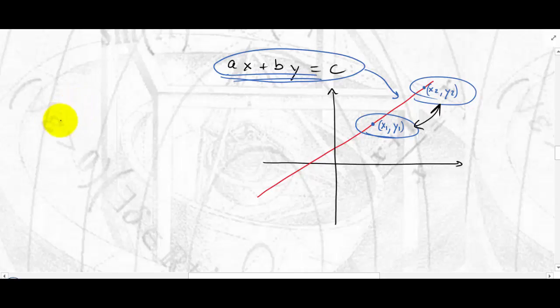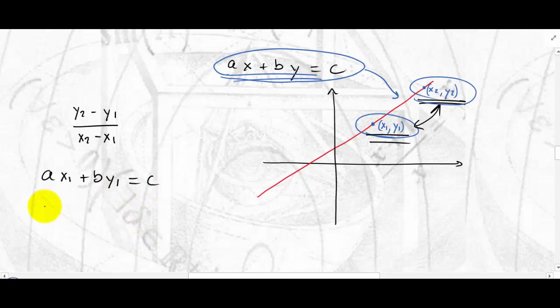So we have y2 minus y1 over x2 minus x1. Well, what do you see here? Not much. I have to express the fact that these points are on a line. So let me express that. I have ax1 plus by1 equal to c. I also have ax2 plus by2 equal to c.